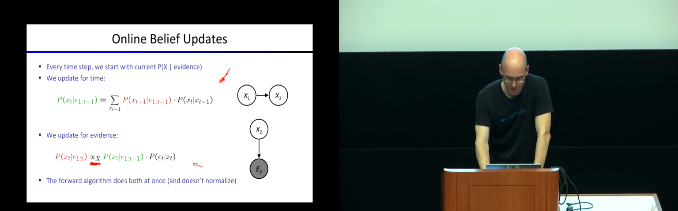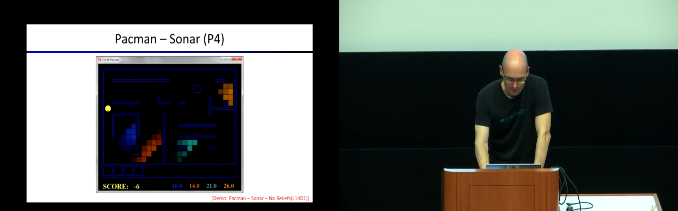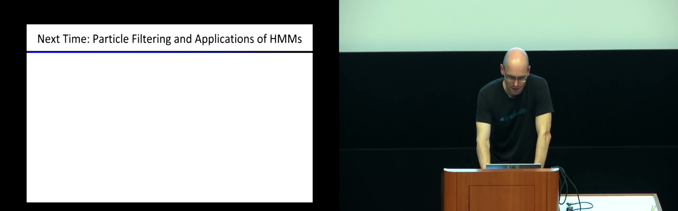So, let's see. What's left for us? Next time, we'll look at particle filtering and more applications of HMMs. What particle filtering will do will be the counterpart of sampling methods that we saw in Bayesian networks, but then sampling methods for HMMs. This is for when your HMM has too large a state space to be able to run the algorithms we saw today. All right?